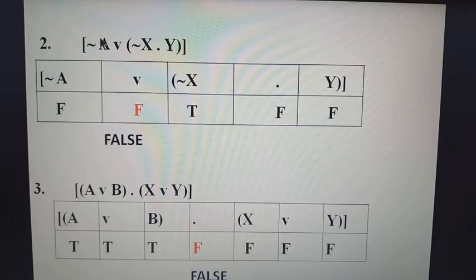Now, let's move on to the next. Negation A wedge X wedge negation X dot Y. Negation A wedge negation X dot Y.